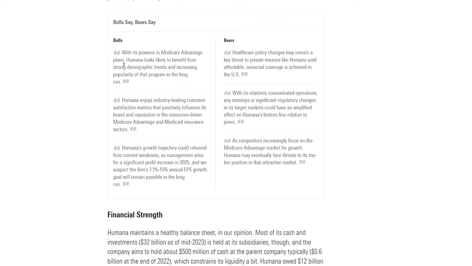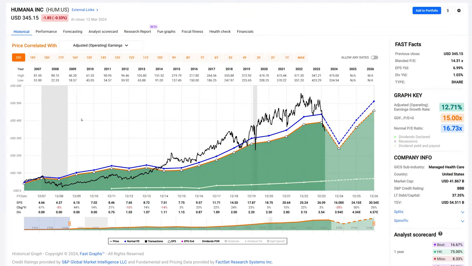And the bulls say, according to Morningstar, with its prowess in Medicare Advantage plans, Humana looks likely to benefit from strong demographic trends and increasing popularity of their program in the long run. Bears say healthcare policy changes may remain a key threat to private insurers like Humana until affordable universal medical coverage. And you can go into Morningstar yourself and read more. But here's the point I want to make.